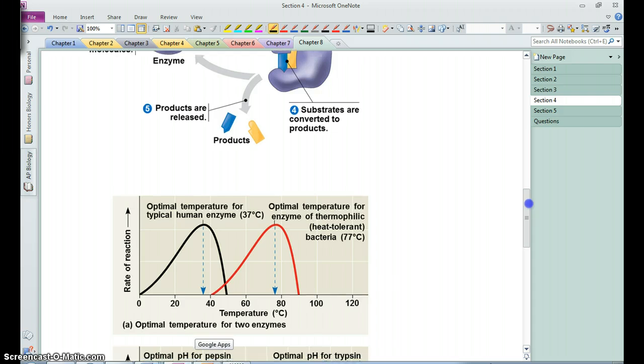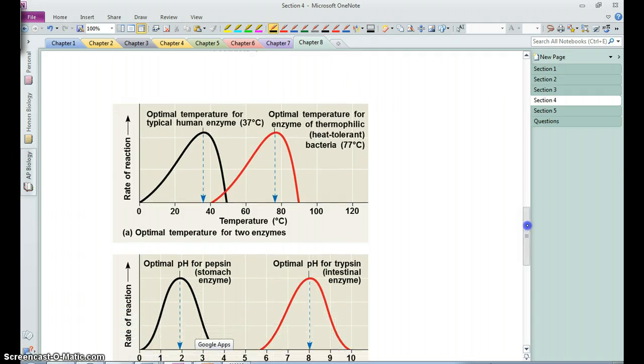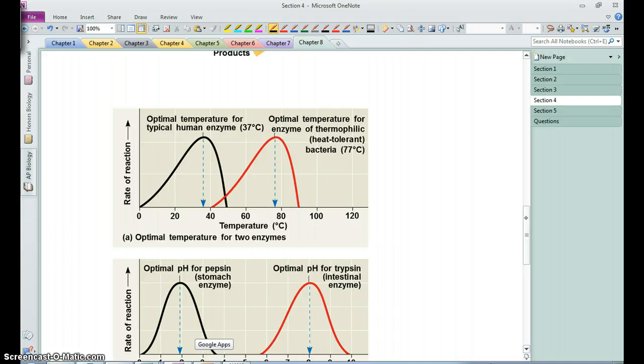Now, enzymes have sort of optimal conditions under which they work, and so that could be temperature or pH. And so here are two different enzymes. So the enzymes, or pretty much most enzymes in humans, are going to operate at your body temperature basically, which is a little less than 40 degrees Celsius. Whereas a bacterium that lives in a hot spring is going to have an optimal temperature for its enzymes. It's going to be significantly higher.